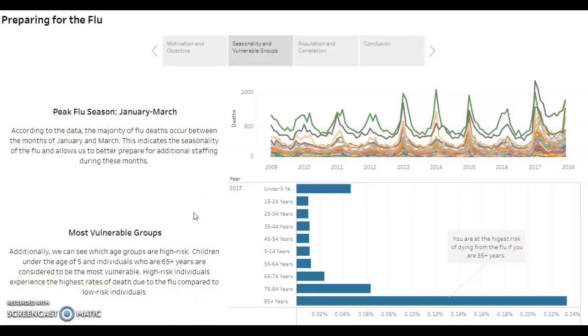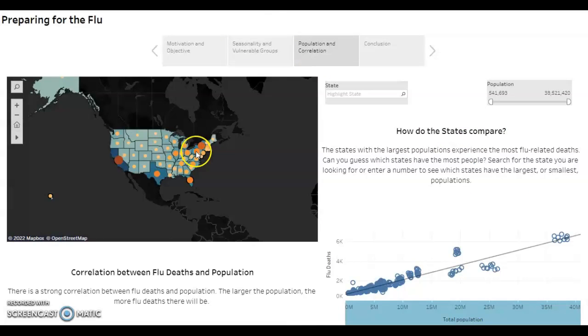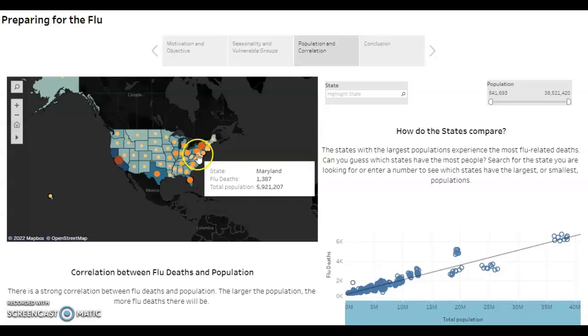However, just because a state has larger pockets of high-risk individuals, it does not mean that there will be more flu-related deaths. Using Florida as an example, we can see here that Florida's population is around 20 million and has around 3,300 flu-related deaths. In comparison, New York has a slightly smaller population, however, they do have more flu-related deaths. And Florida has one of the oldest populations in the country.